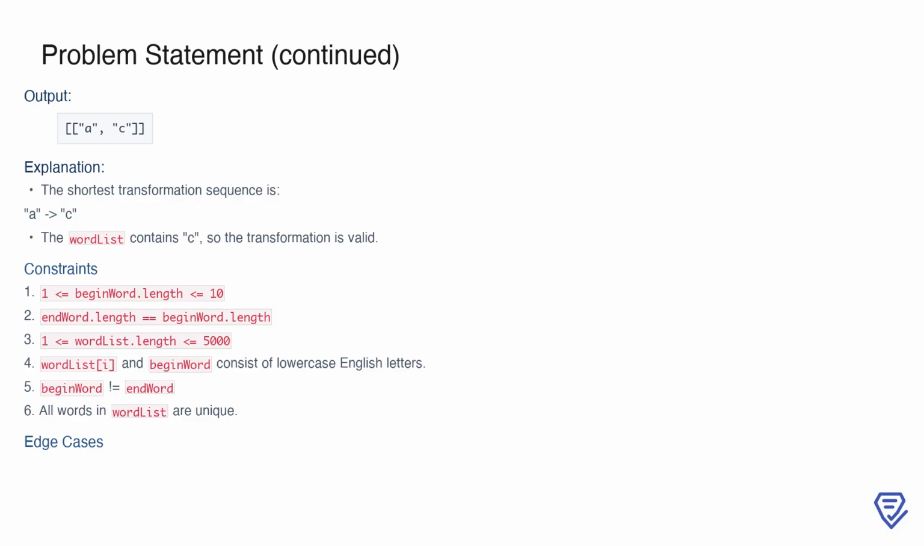The problem also specifies some constraints to guide your solution. For instance, the lengths of beginWord and endWord will always be the same, ranging from 1 to 10 characters. The wordList can contain up to 5,000 unique words, all of which are lowercase English letters. It's also guaranteed that beginWord and endWord will never be the same. These constraints help define the boundaries within which your solution must operate, ensuring consistency and predictability in the problem setup.